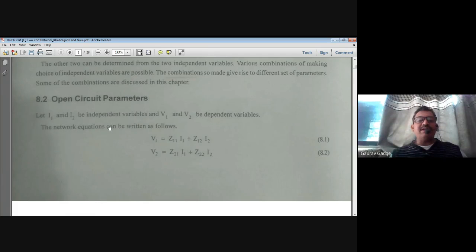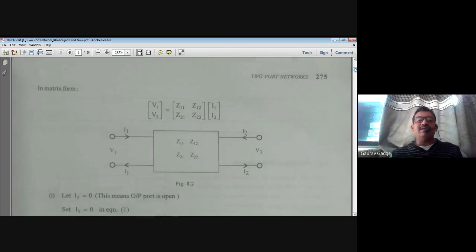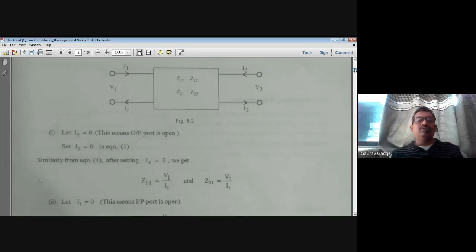The network equation can be written as V1 is equal to Z11 I1 plus Z12 I2, that is input voltage, and V2 is equal to Z21 I1 plus Z22 I2. These Z11, Z12, Z21 and Z22 can also be written in the matrix form. So therefore, we have the modified circuit where the impedance parameters are replaced to two-port network. Now, we are forming the equations for the respective impedance parameters.